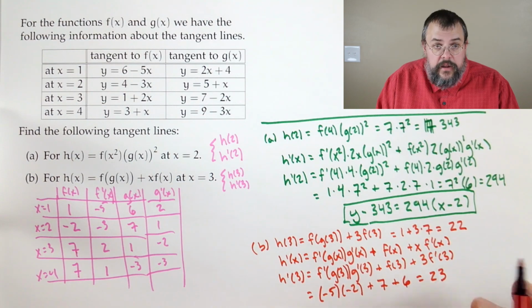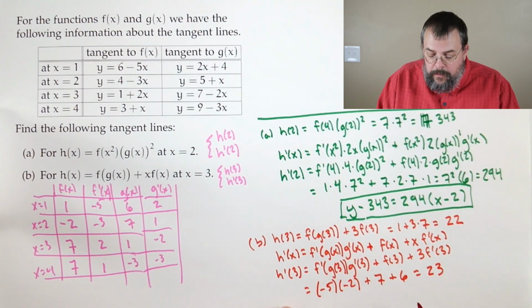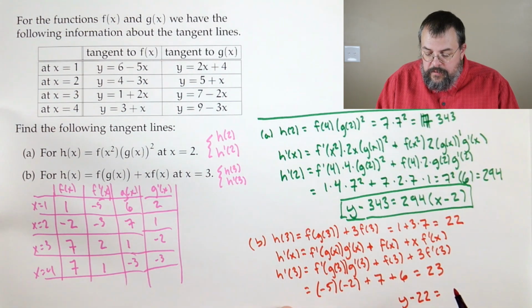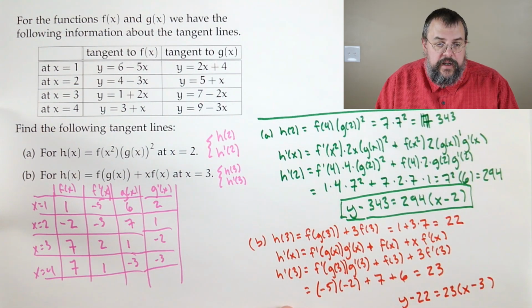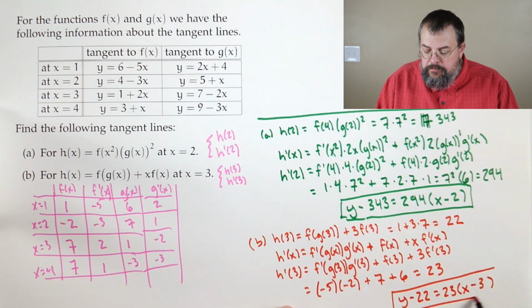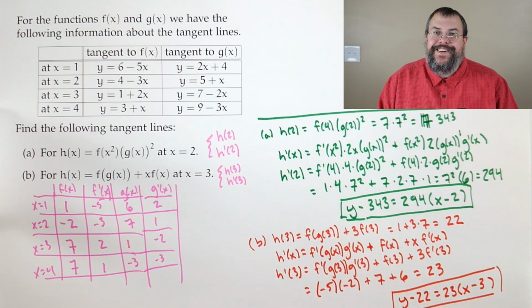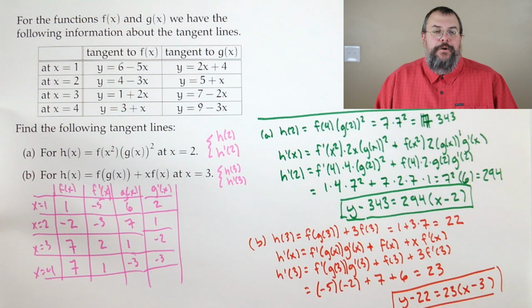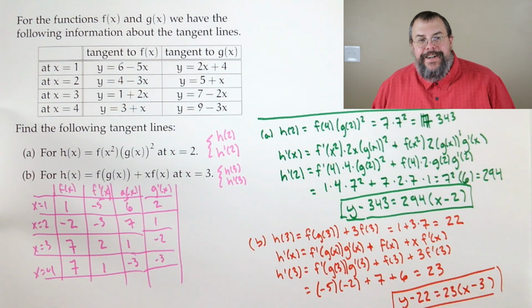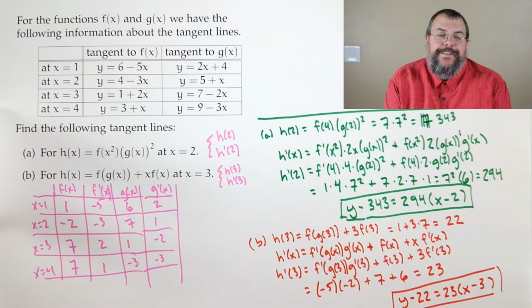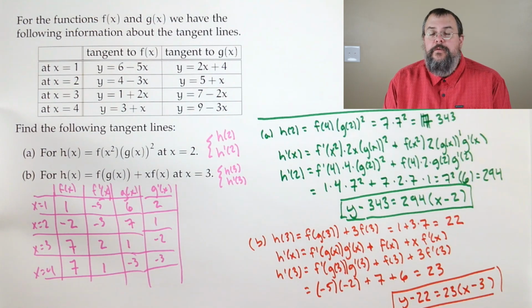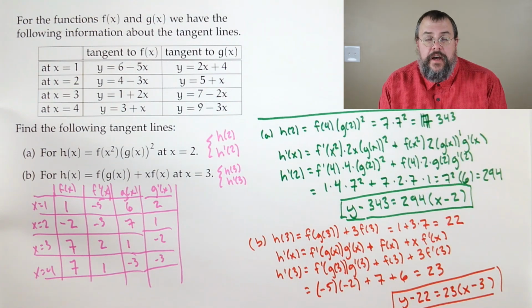All right, so now I do a similar thing. I can say y minus the y value, so 22, is equal to my slope, 23, times x minus my x value, so x minus 3. And I'm satisfied with that answer. Whew, that's some work. But on the other hand, if you really understand what's going on, it's not so bad.